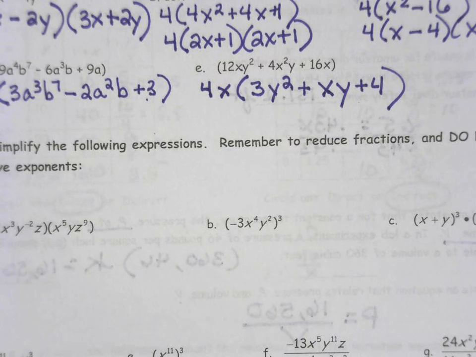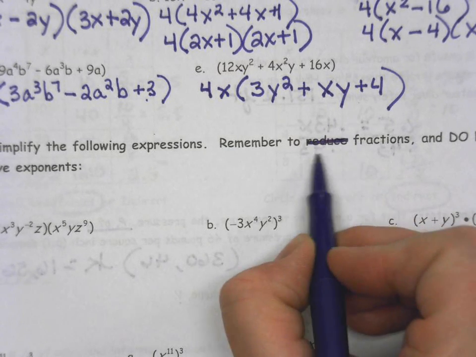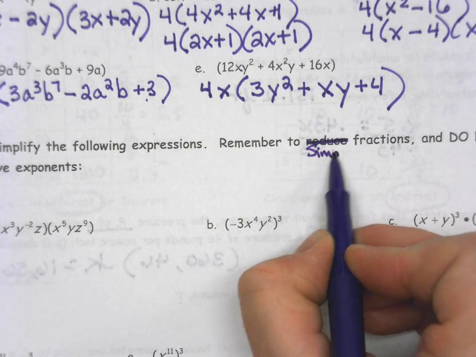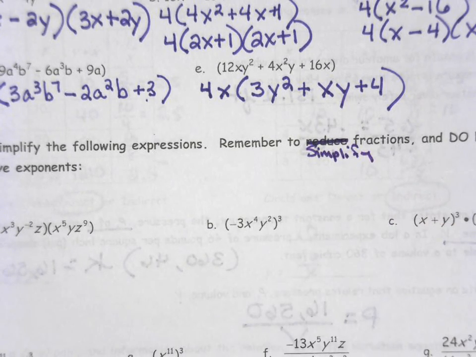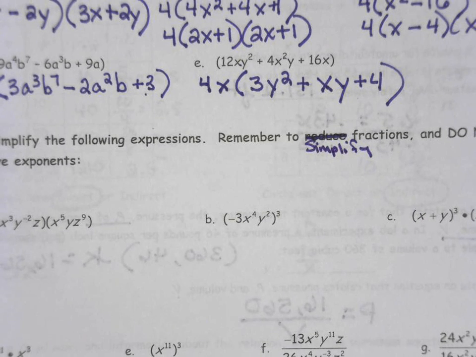Number 15. Simplify the following expressions. Remember to not reduce fractions, we simplify fractions, and do not use negative exponents.